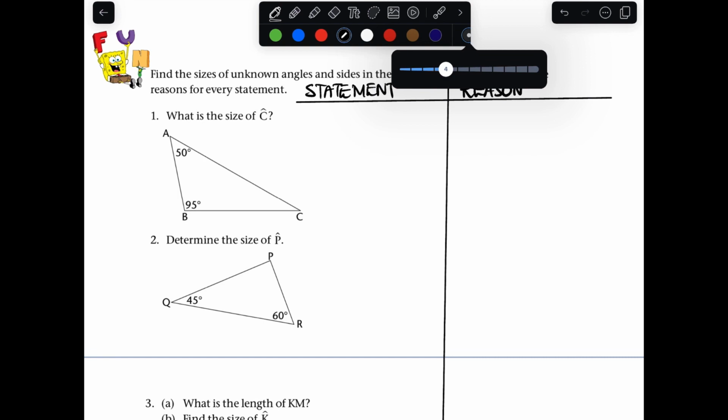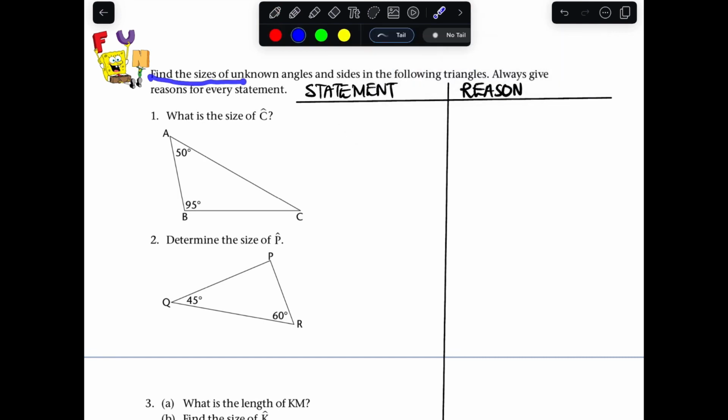Let's look at this example. Now, in this example, it says find the sizes of the unknown angles and sizes of the following triangles. Always give reason for every statement. Now, we have the question. It says what is the size of C? So that means it wants the angle of C there. So in this triangle here, we are given the angle A and angle B, and it's an obtuse angle because this angle is bigger than 90. And then we're looking for C.